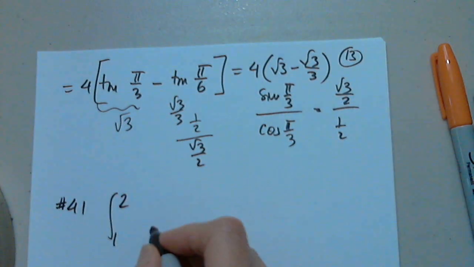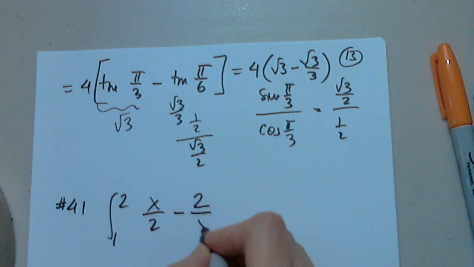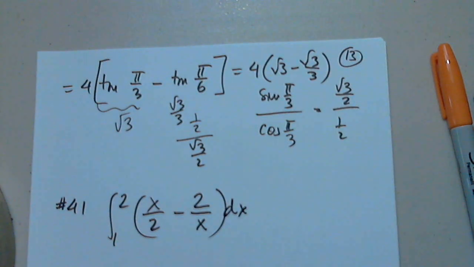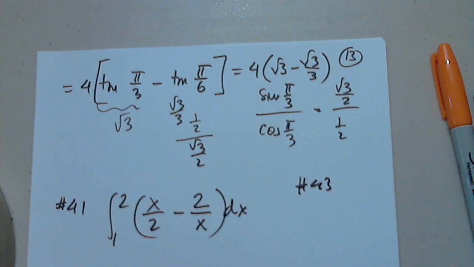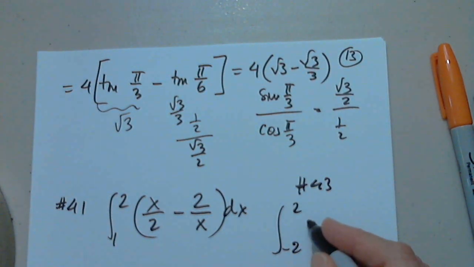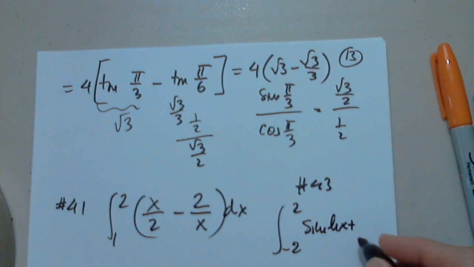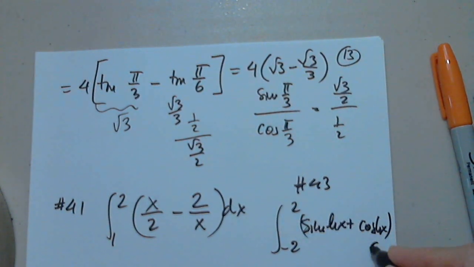The integral from 1 to 2, x over 2 minus 2 over x, and dx. Let's see, is there anything else that interests you as of now from here? Yeah, do you think we could do 43 as well? Yes, of course, 43. Let me copy it. Okay, the integral from -2 to 2 of hyperbolic sine plus hyperbolic cosine dx. Perfect. Anything else? Okay. So let's look at these two.